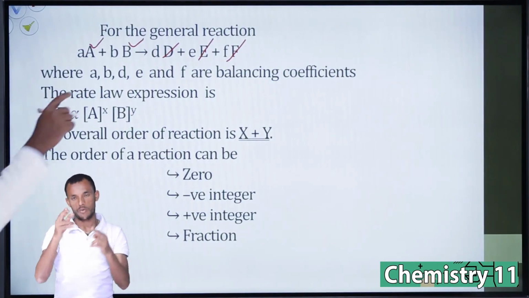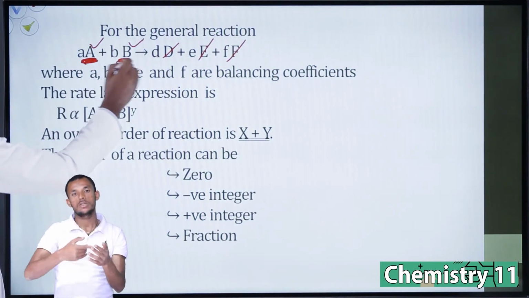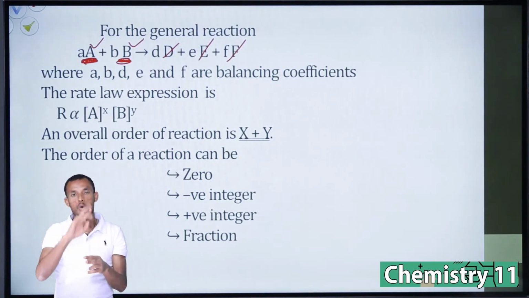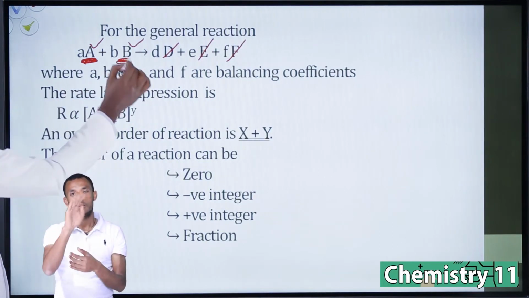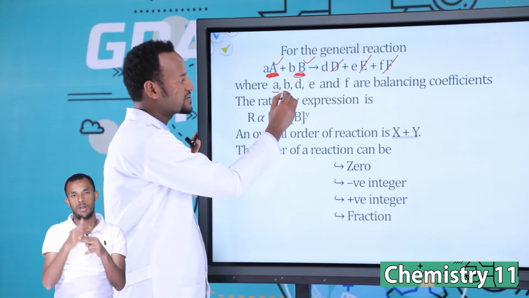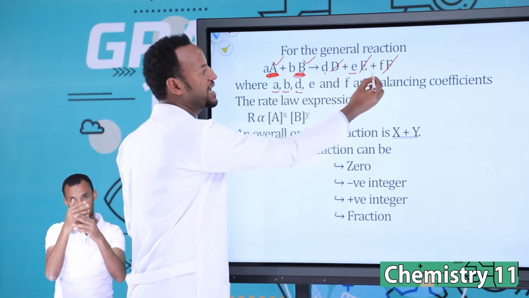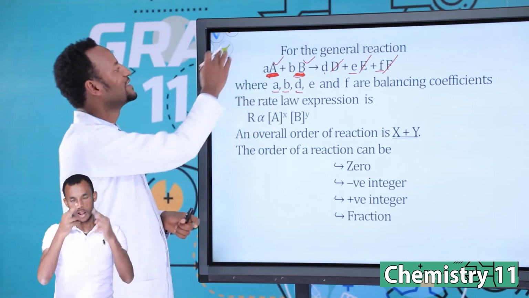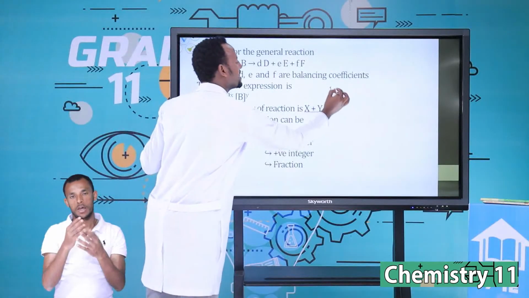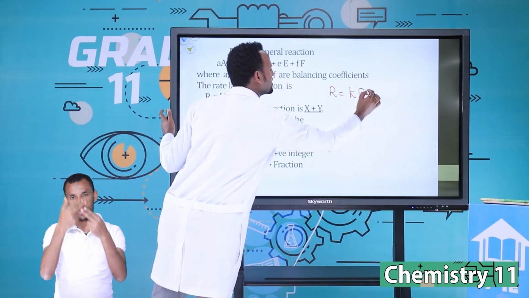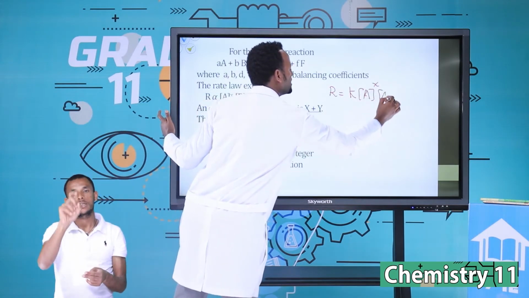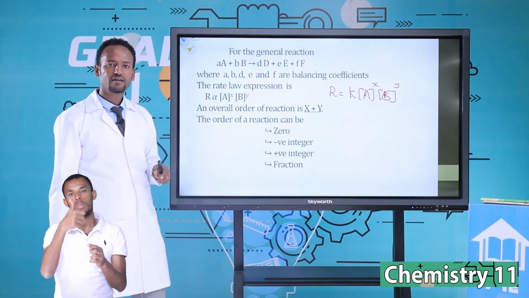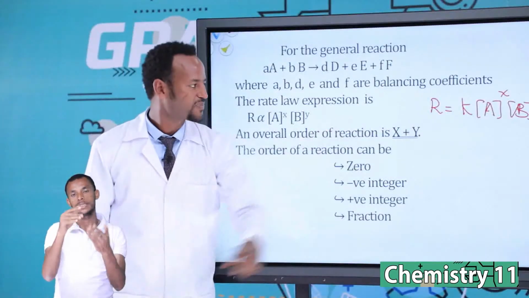The rate of chemical reaction depends on the concentrations of capital A and capital B, because rate depends on the concentrations of one or more reactants. Where small a, small b, small d, small e, and small f are balancing coefficients. The rate law expression for this reaction is rate equals k[A]^x[B]^y. But x is not a, and y is not b. This is simply the rate expression.